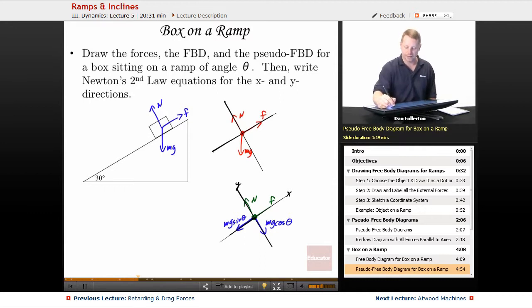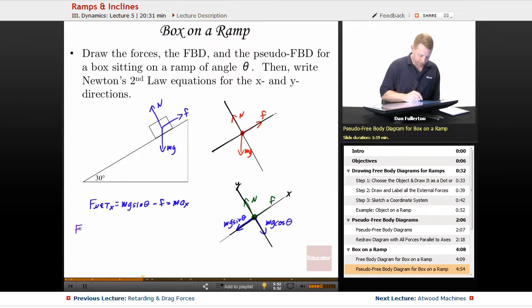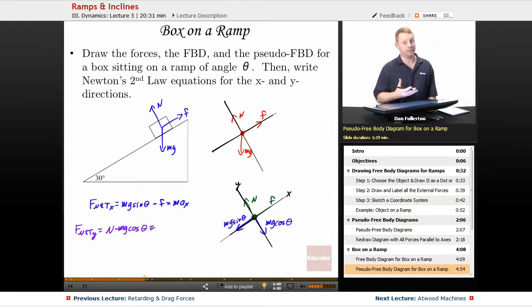And if I were to write Newton's second law equations there, in the x direction, net force in the x direction, assuming we're going to call down positive here, we could write that as mg sine theta minus frictional force equals max. And in the y direction, net force in the y equals N minus mg cos theta, which is equal to may, but the box is sitting on the ramp. It's not going to accelerate off the ramp, nor is it going to fall through the ramp anytime soon, so that's all equal to 0. So that would work.